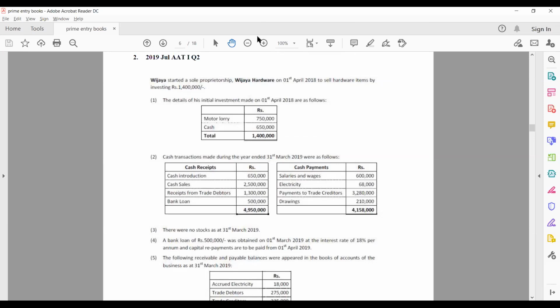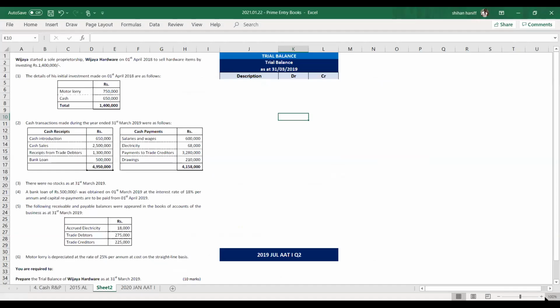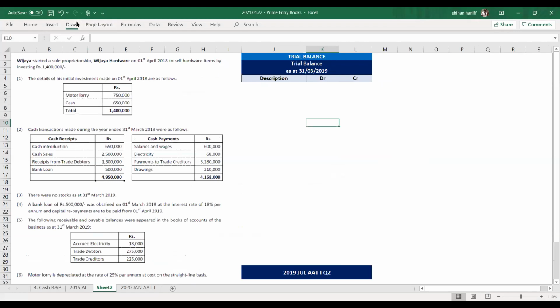Right. So let's read the question. Vijay started a sole proprietorship, Vijay Hardware, on 1st of April 2018 to sell hardware items by investing 1.4 million. That's his investment. The details of his initial investment made on 1st of April are as follows. So he has invested a motor lorry and also cash. Cash is 650, motor lorry is 750.